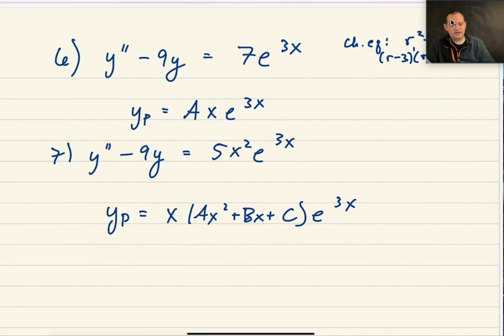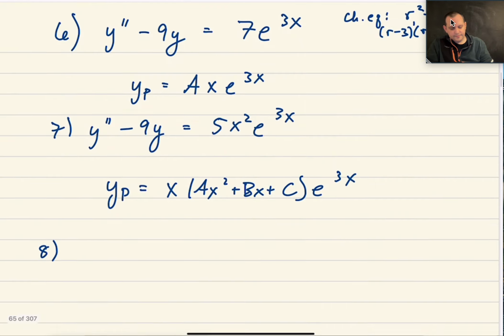So again, if this was some other constant like e to the 7x, then we wouldn't need this x term here. We would just have a general quadratic times e to the 7x, and that's fine. But since that's e to the 3x, and since 3 is a solution to the characteristic equation, we need an x in front, because it's a solution of multiplicity 1.